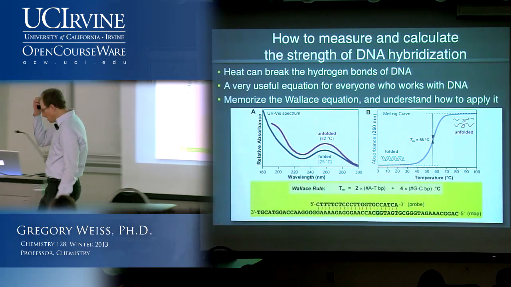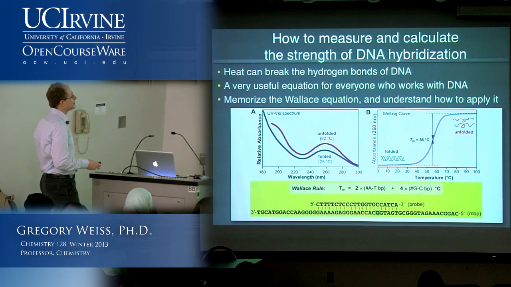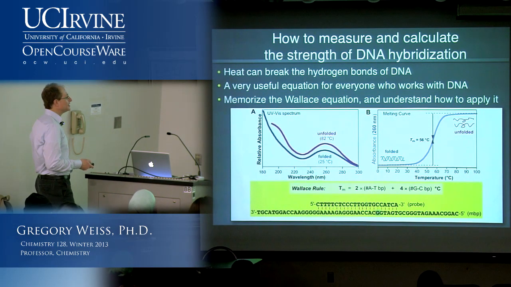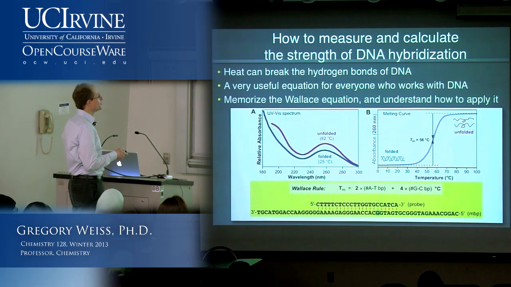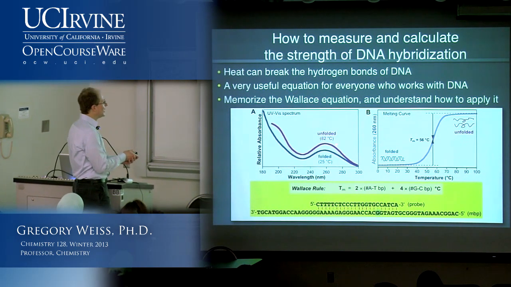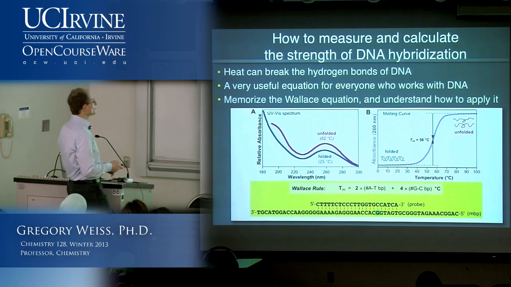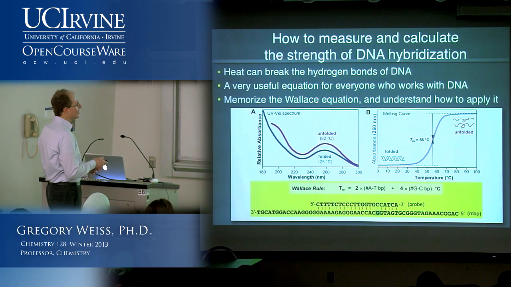Let me explain. When you do a UV-Vis scan of DNA, here's what you find. This is absorbance on the y-axis and wavelength in nanometers on the x-axis. This is single-stranded DNA, and this is double-stranded DNA in blue. To get this, you simply add higher temperature.